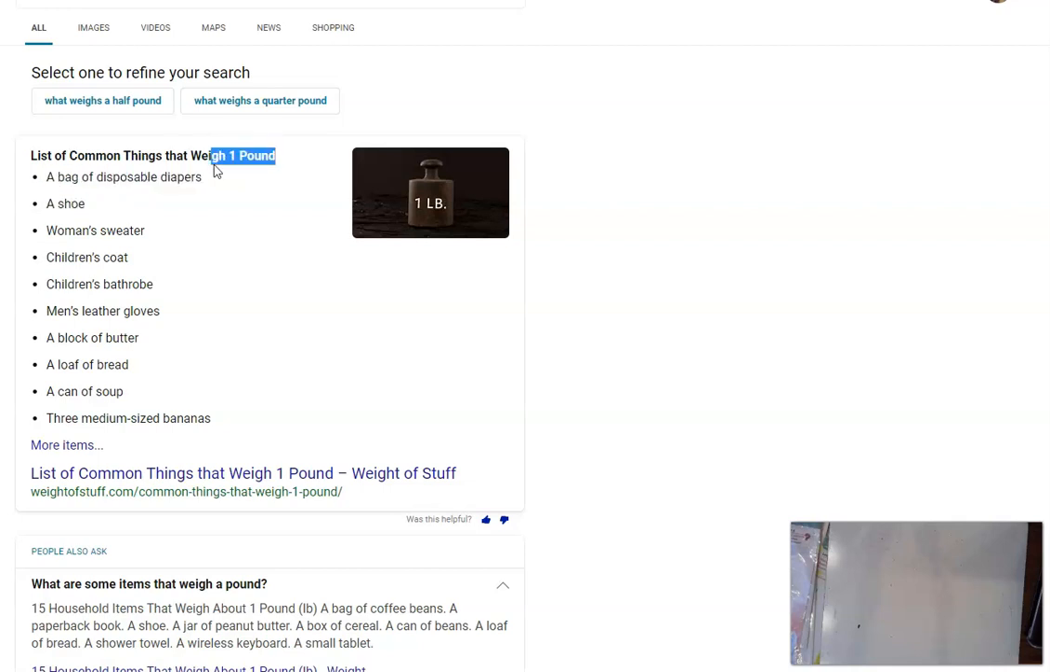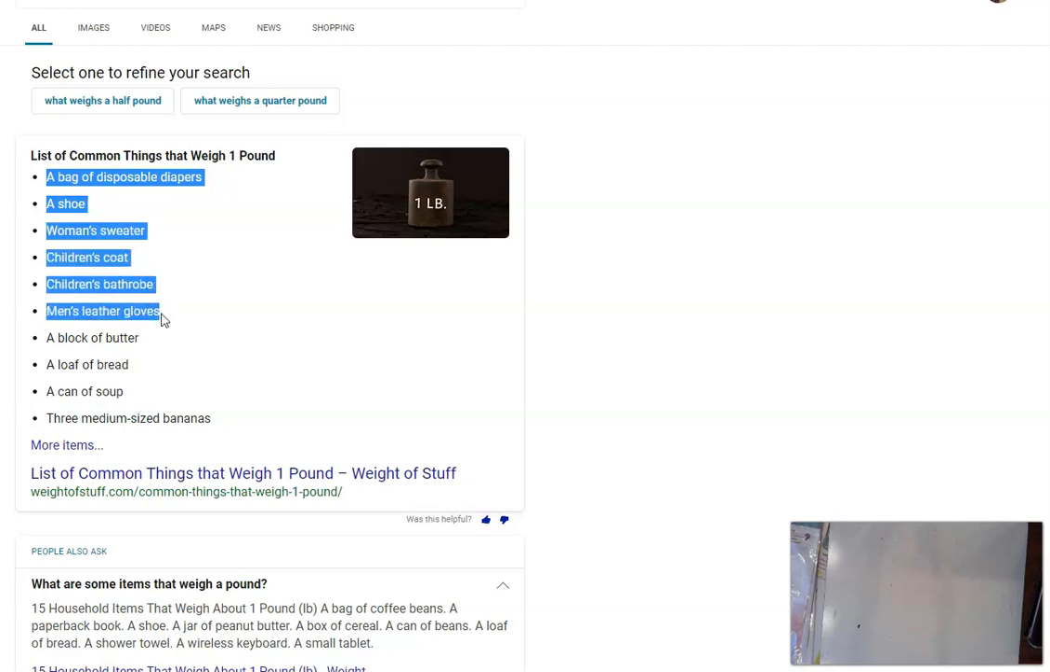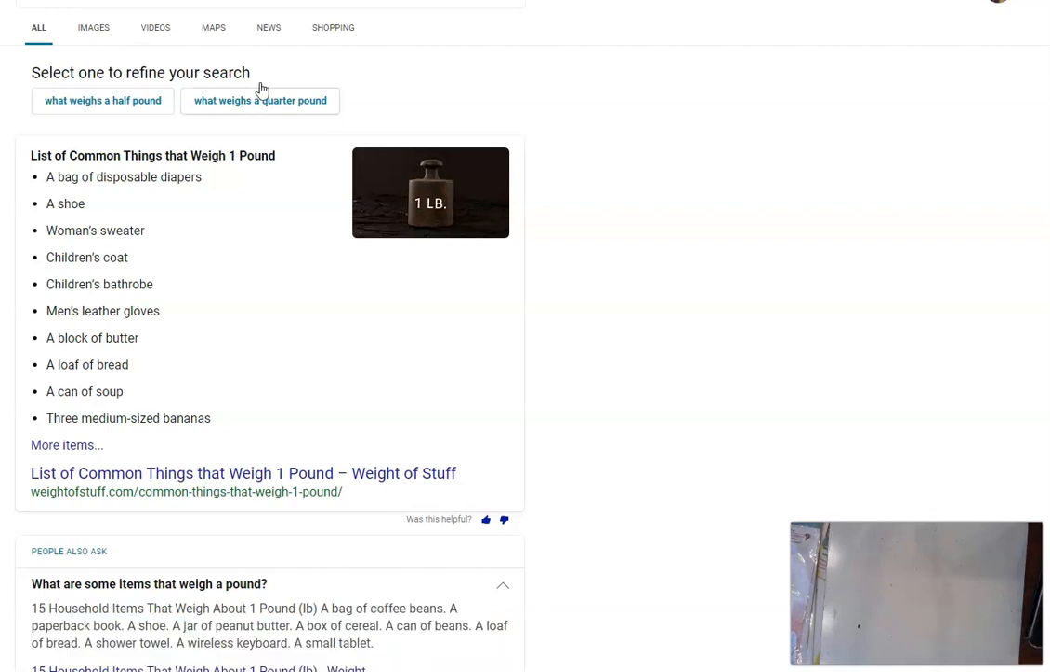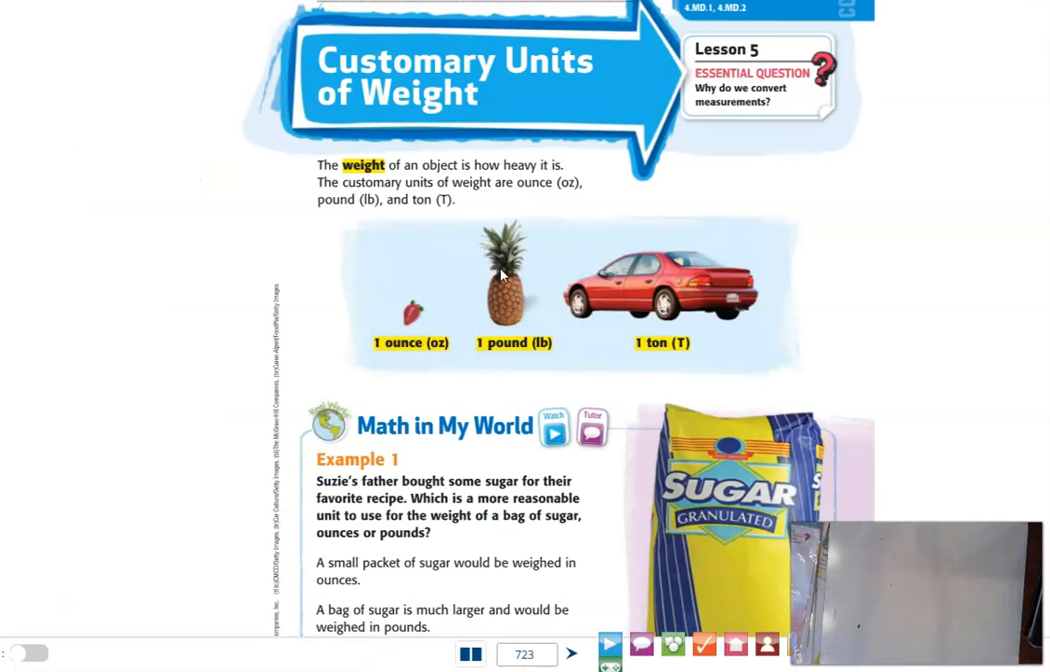A bag of disposable diapers, which if you have little brothers or sisters might be relatable. A shoe, a women's sweater, which is also kind of vague. A coat, children's bathrobe, a pair of men's leather gloves. A block of butter, so if you have 4 cubes of butter, that is about a pound. A loaf of bread, a can of soup, 3 medium-sized bananas, a bag of coffee beans, a paperback book, a jar of peanut butter, a box of cereal, a can of beans, a shower towel, a wireless keyboard, or a small tablet. Some of those may be more familiar to you and help you visualize it or imagine it a little bit better than thinking about a pineapple.